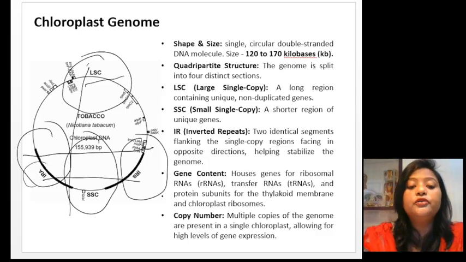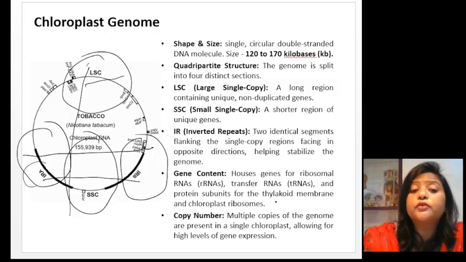Fine. Now we come to gene content. There are many genes out here. Some genes are housekeeping genes for ribosomal RNAs, transfer RNAs, and protein subunits for the thylakoid membrane and chloroplast ribosomes. You know, Rubisco genes, even they are out here. Even they represent those genes also.